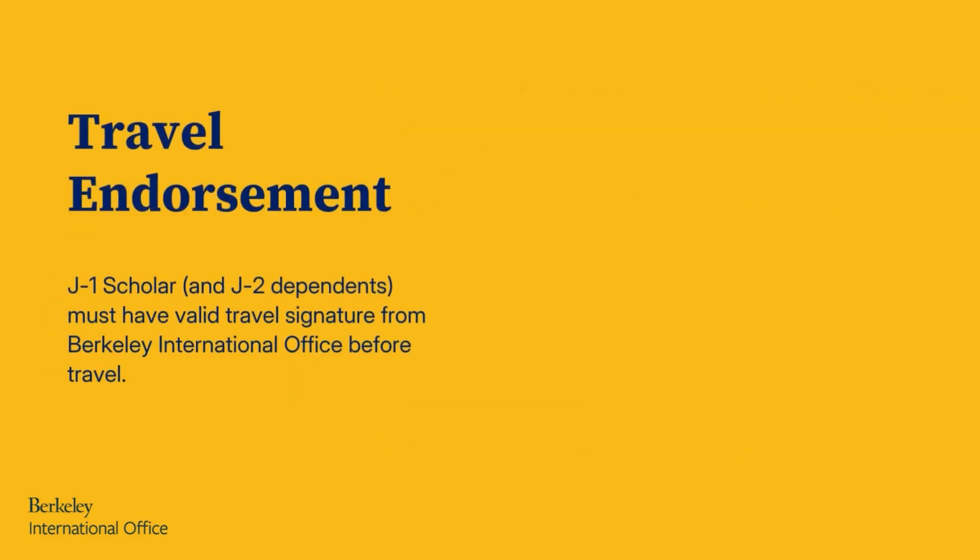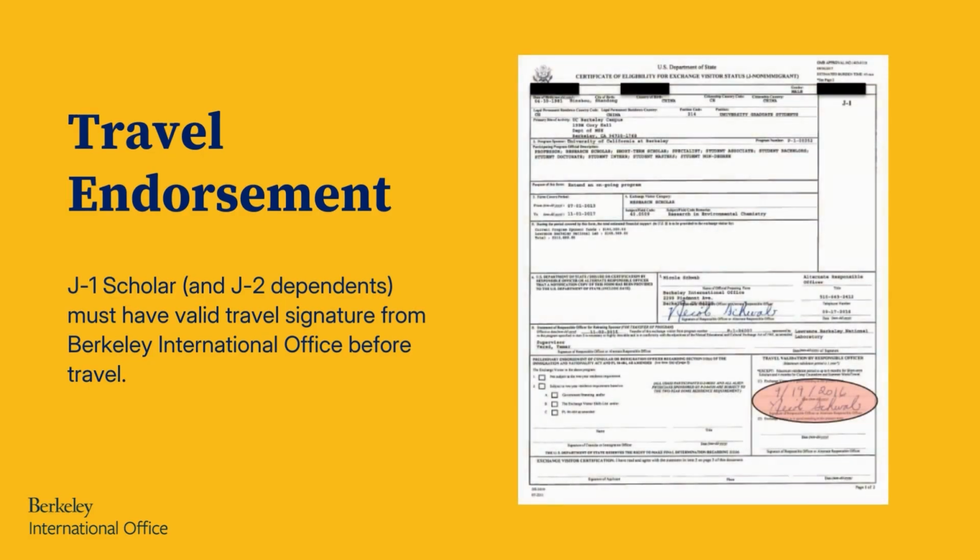As I mentioned in the previous slide, you will want to make sure that you have received an international travel endorsement from the Berkeley International Office before you travel internationally. The travel endorsement is valid for 1 year or until the end of your program, whichever comes first. It is required that you have a valid travel signature at the time of re-entry into the U.S. It is important to check the validity of your travel signature each time prior to travel.